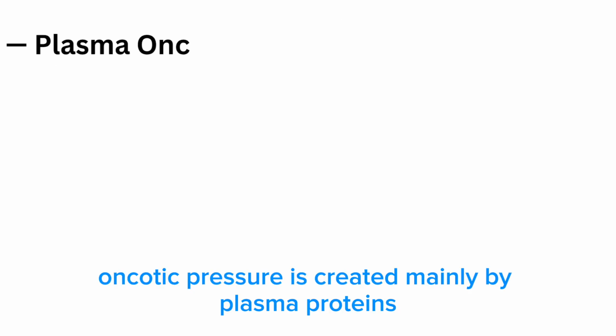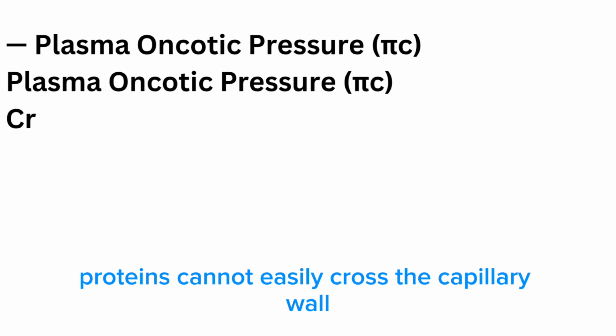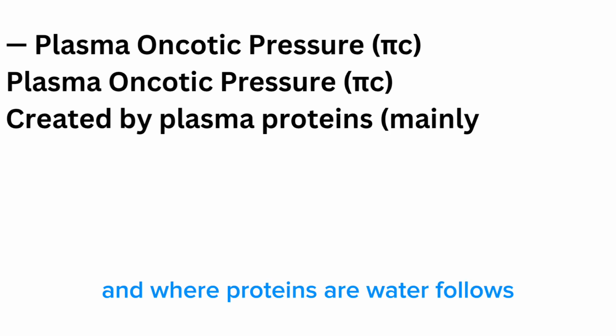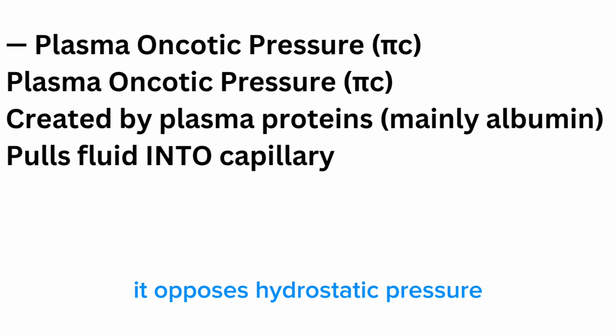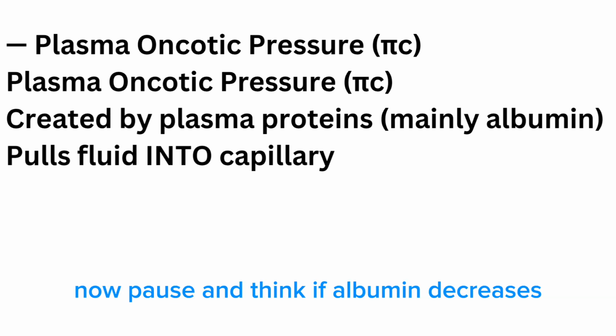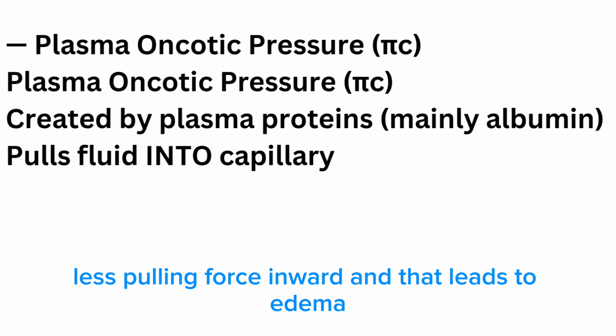Oncotic pressure is created mainly by plasma proteins, especially albumin. Proteins cannot easily cross the capillary wall, so they stay inside blood vessels. And where proteins are, water follows. So oncotic pressure pulls fluid inward. It opposes hydrostatic pressure. Now pause and think. If albumin decreases, what happens to fluid balance? Exactly, less pulling force inward, and that leads to edema.